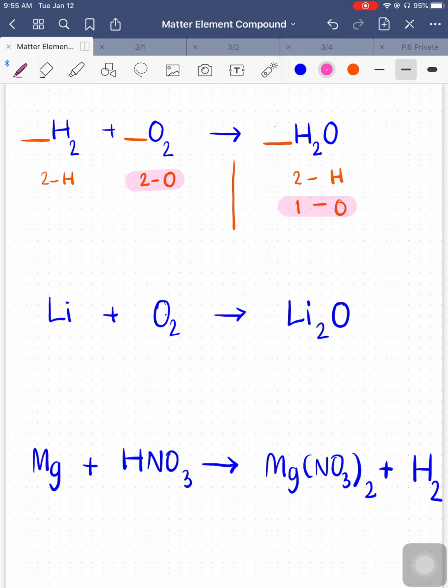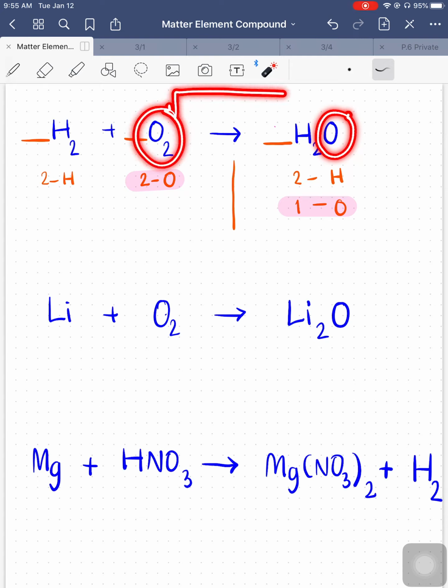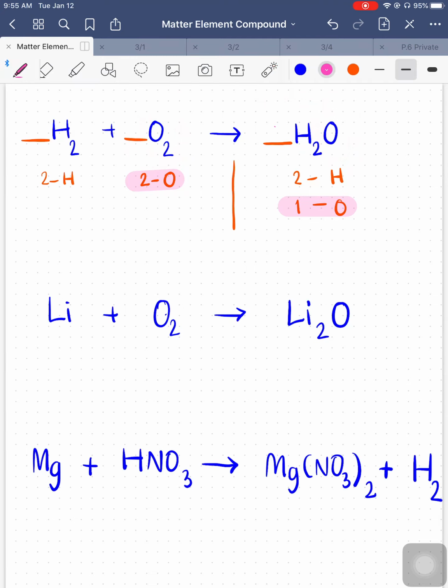If you put this one, you have to go for the example about oxygen. This one oxygen and this one oxygen are not equal, so you have to be strict with the oxygen. If I put 2 of this, it will be times 2 of oxygen. It will be 2 oxygen right here. And if you put 2 for oxygen, hydrogen will also be times 2. Hydrogen will be 4.